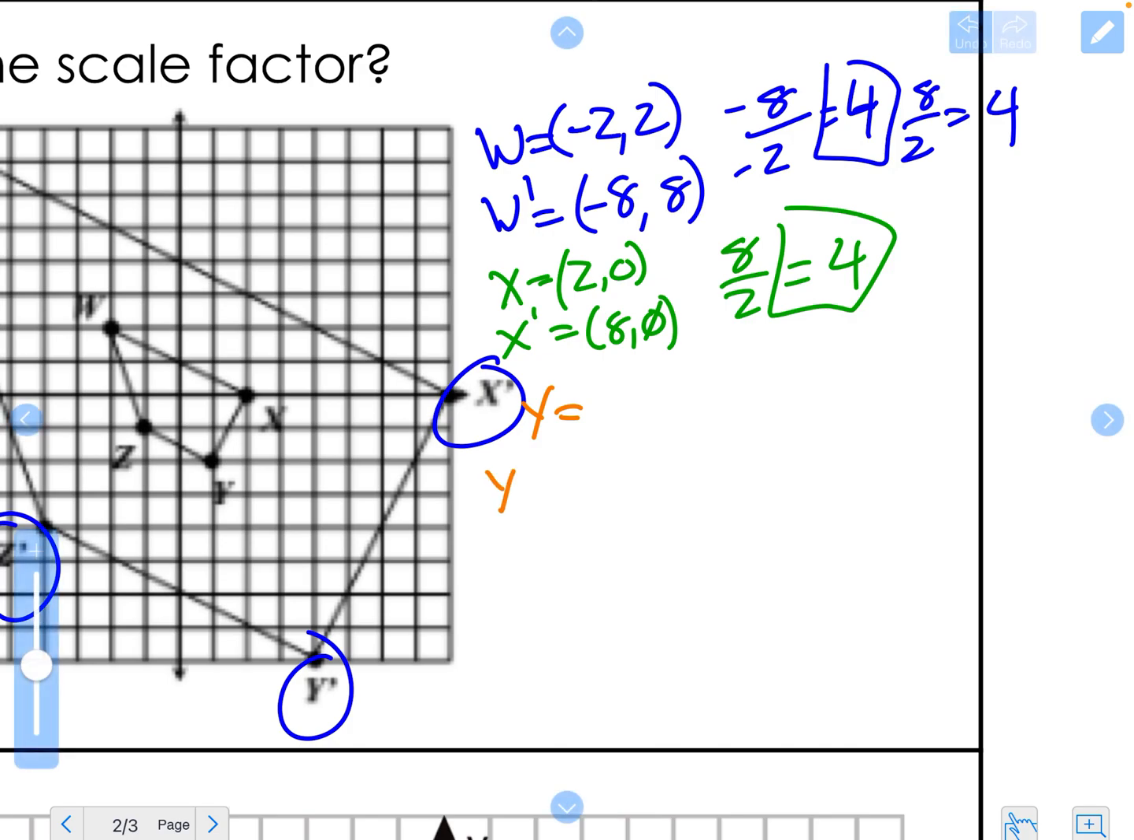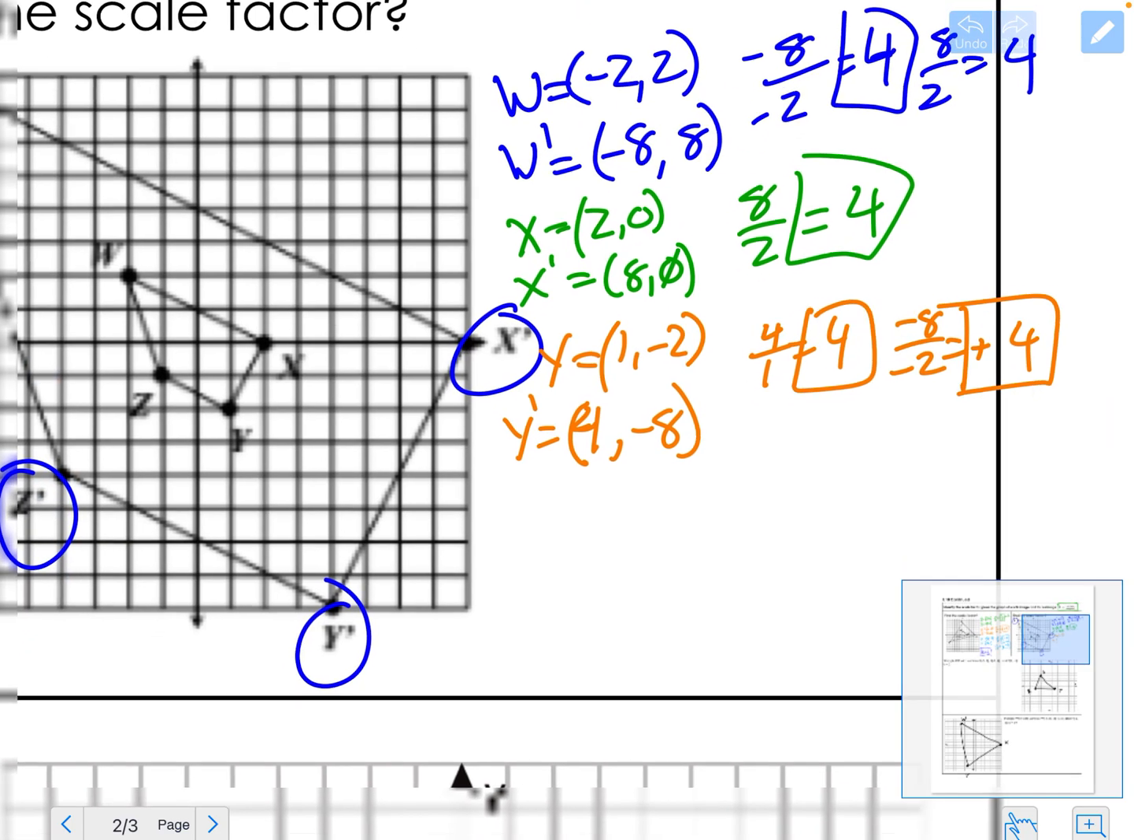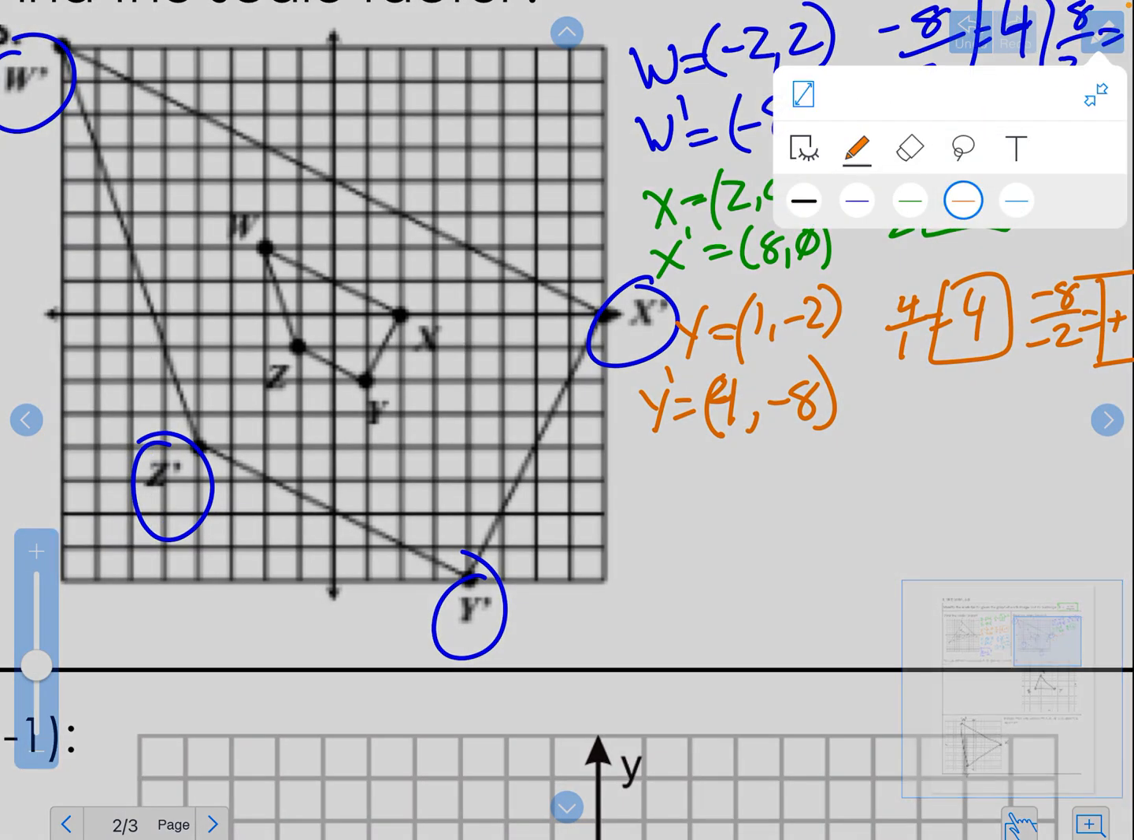Y equals y prime equals 1, negative 2. And this is 1, 2, 3, 4, negative 8. So 4 divided by 1 is 4. Negative 8 divided by negative 2 is positive 4. And so we're in good shape there. We just have one last one to check to make sure.